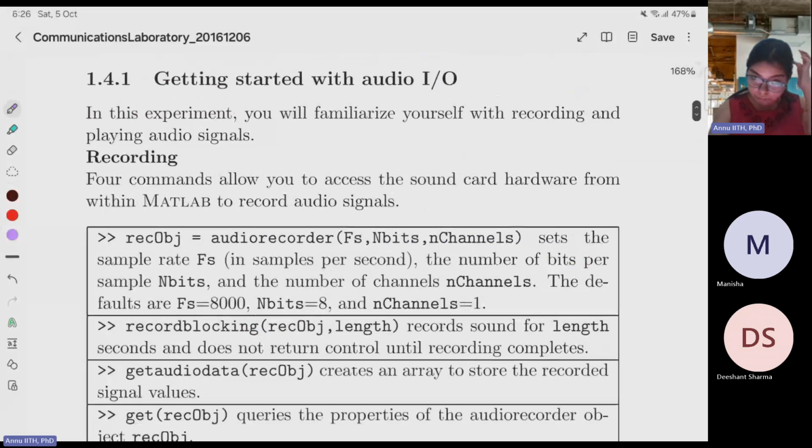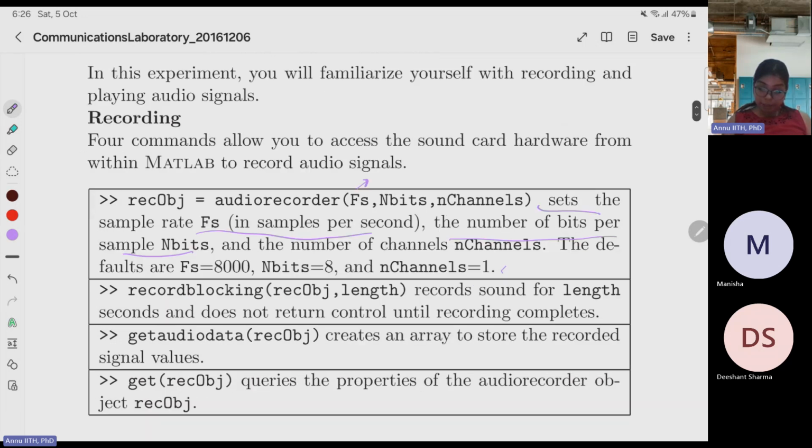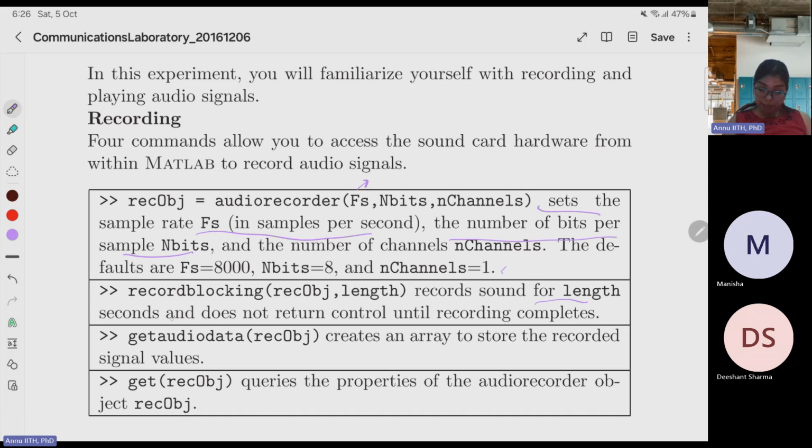So, getting started with audio input output. First of all, you have four commands that allow you to access the sound card hardware from within MATLAB to record the audio signals. So this particular audiorecorder, which takes Fs as the sampling frequency, a number of bits and a number of channels, sets the sample rate Fs in samples per second, the number of bits per sample nBits, and the number of channels. The defaults are Fs equals 8,000, nBits equals 8, and number of channels equals 1. Now recordblocking will record the sound for the specified length and does not return control until the recording completes.